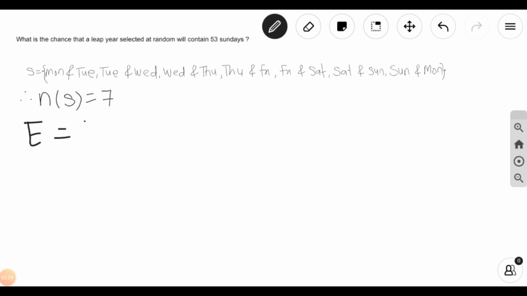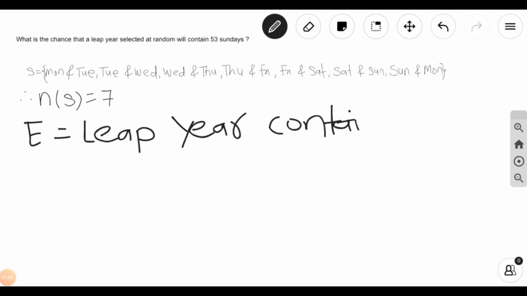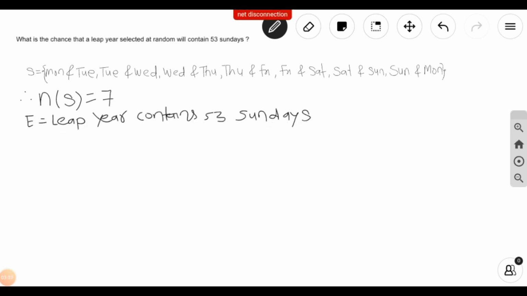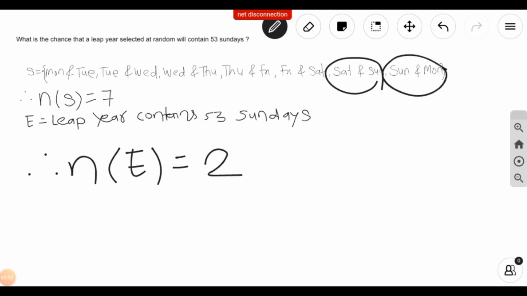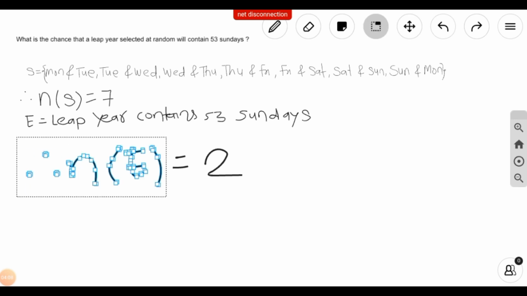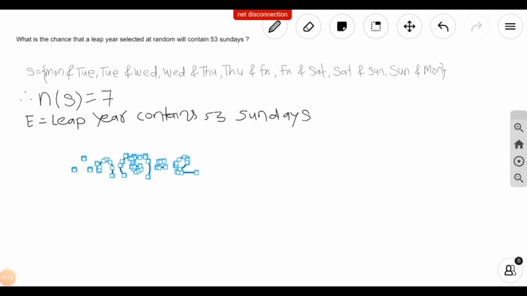Now the event E is that a leap year contains 53 Sundays. So therefore, n(E) is equal to 2, because in the sample space you can see there are 2 Sundays. Sunday appears 2 times, one with Saturday and another with Monday. So Saturday and Sunday, Sunday and Monday. So n(E) is equal to 2.